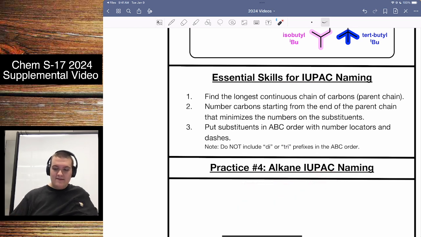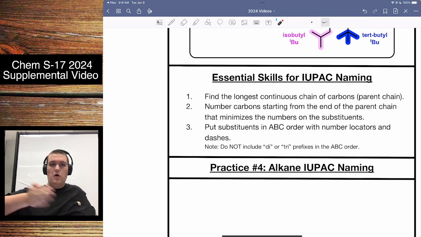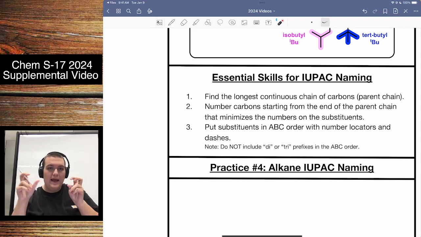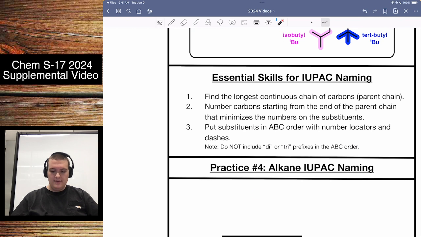And then the last thing is, once we have identified our parent chain, we've done our numbering, and we've identified all the substituents hanging off the parent chain, then when we go to actually name the compound, the big thing that we have to do is put the substituents that we have listed out in alphabetical order. And we indicate what carbon on the parent chain it's attached to, the number, with a locator. And it would look like 2-methyl.